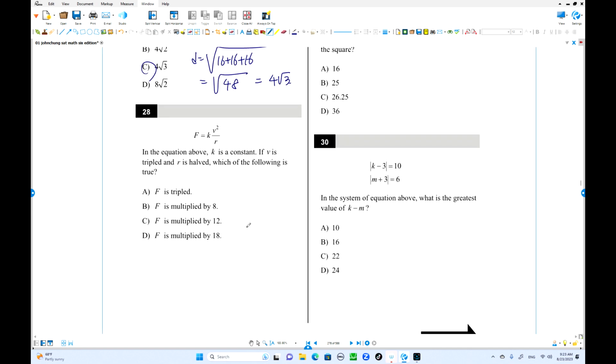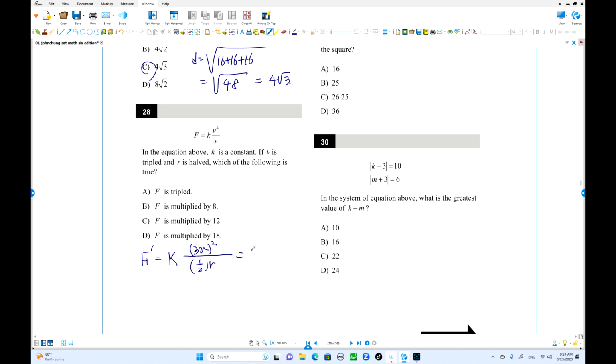This is number 28. We have a formula, okay? This is a force, right? k times b squared over r, and b is tripled. Now the new force can be expressed this way. k doesn't change, only b is tripled, 3b, still squared, and r is halved, 1 over 2.